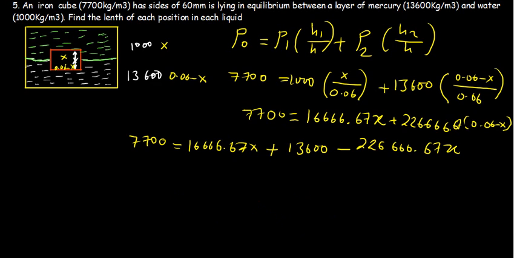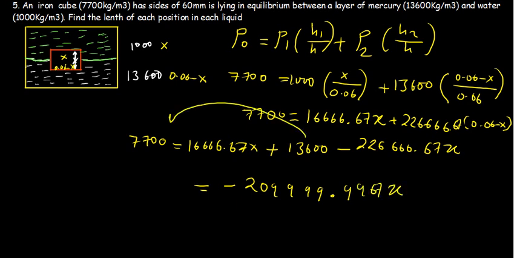Now we're going to take all the terms that have x to one side and those without x to the other side. So this one has x, this one has x, so I'm going to subtract them. 16666.67 minus 226666.67 is going to give us a negative 209,999.967x. And then we'll take this term to this side to become negative. So it will be 7700 minus 13600. That is going to be negative 5900.